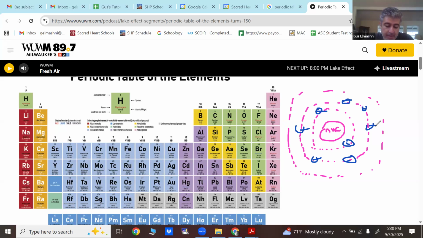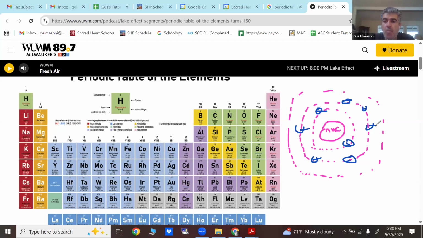Now, if you think about it, the electron is attracted to a proton. Why is that? Well, think about it. What charge does a proton have? Positive. What charge does an electron have? Negative. So when you have two charges that are opposite, what does that mean?